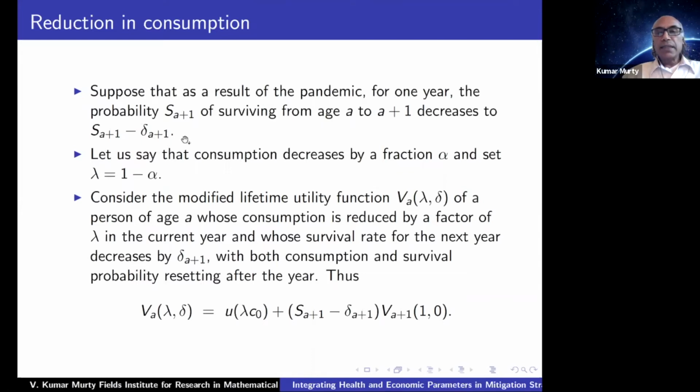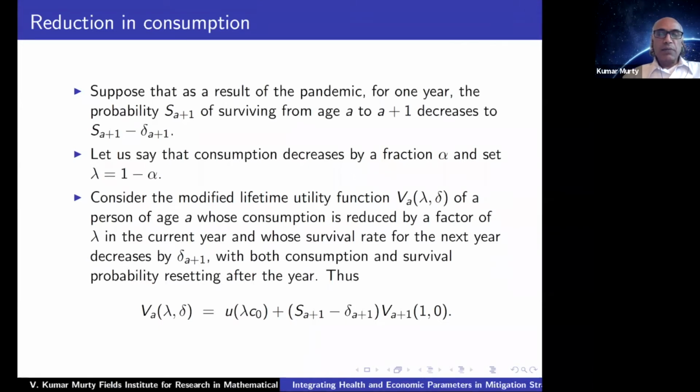And let's say that consumption decreases by some fraction alpha. Now let's set lambda to be 1 minus alpha. So now we consider a modified lifetime utility function, V_A(lambda, delta), like this. What is V_A(lambda, delta)? It's the lifetime utility of a person of age A whose consumption is reduced by a factor of lambda in the current year, and whose survival rate for the next year decreases by delta_{A+1}. And then consumption and survival both reset after that year.